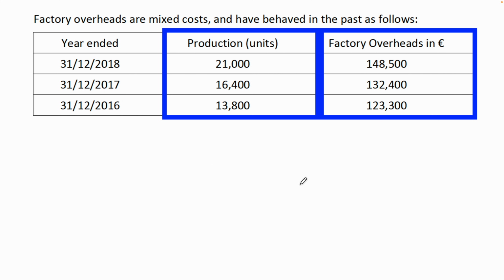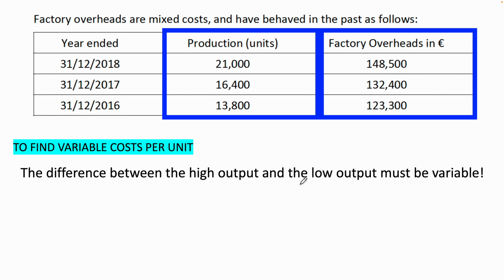Mixed costs have elements of fixed costs and variable in them. Fixed costs remain the same, doesn't matter what the output is, and variable costs change with the output. If the output changes, variable cost changes. So how do we separate these? We separate these using the high-low method. We'll find the variable cost first. And why do we do this? Because then we'll be able to find out the fixed cost.